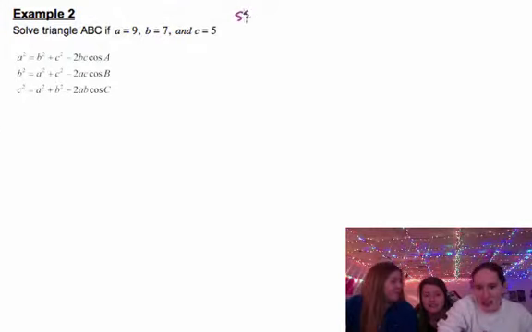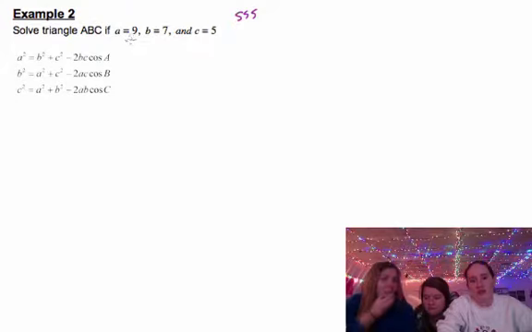Side, side, side is what this one is. Now you have to be careful with side, side, side. We have to check and make sure this really is a triangle. For it to be a triangle, if you add up two sides, that has to be bigger than the third side. So like 9 plus 7 has to be bigger than 5, 7 plus 5 has to be bigger than 9, and so on.